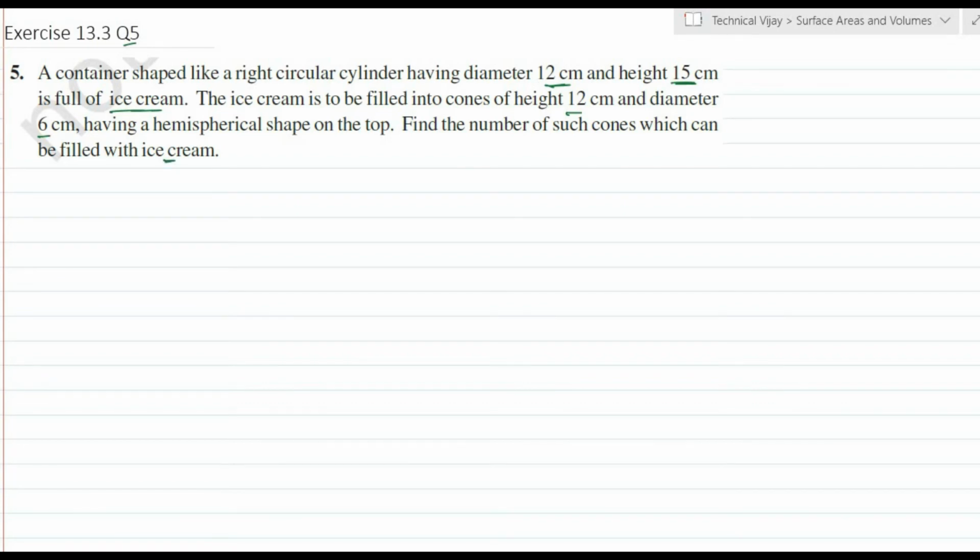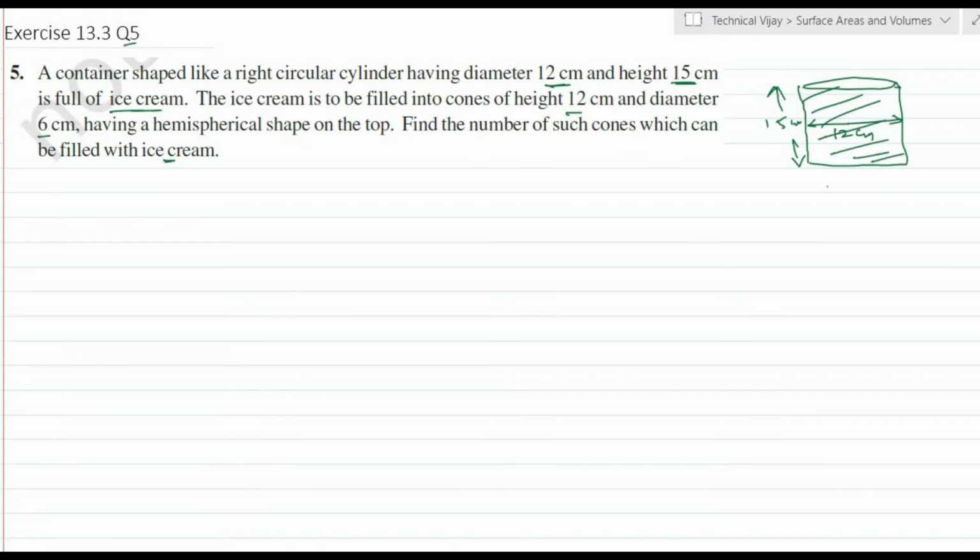So here there is a container like a right circular cylinder. So a cylinder-like container is there, like this. This is a cylinder having a diameter equal to 12 centimeter, and the height is equal to 15 centimeter. This is now full of ice cream. So this volume you have to calculate first.